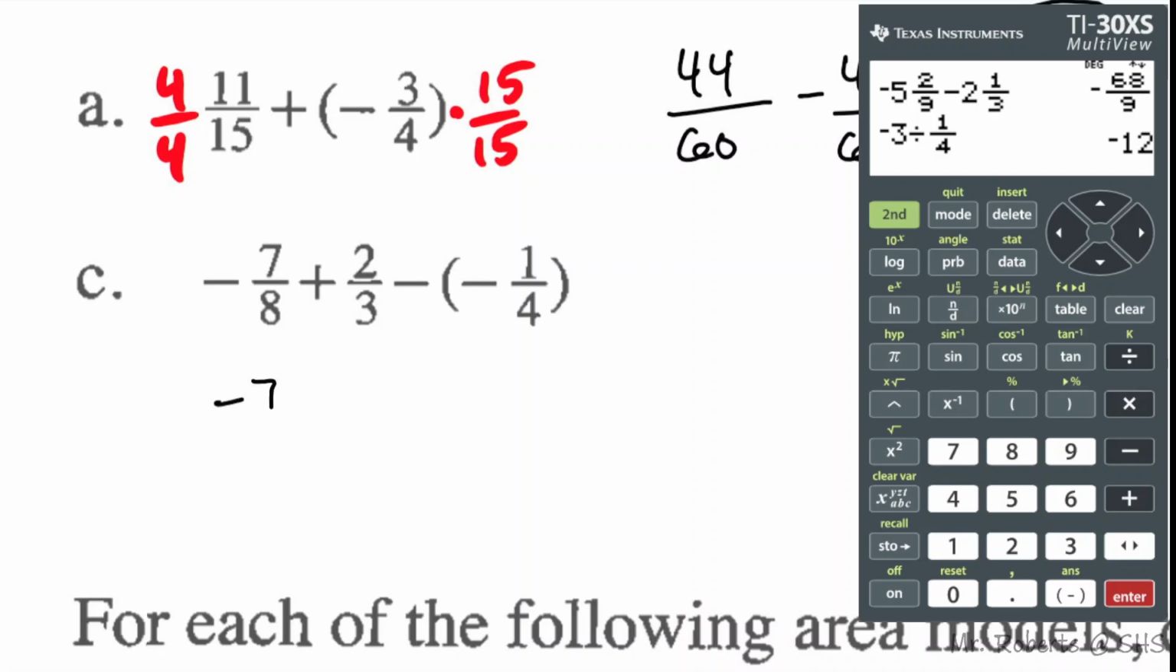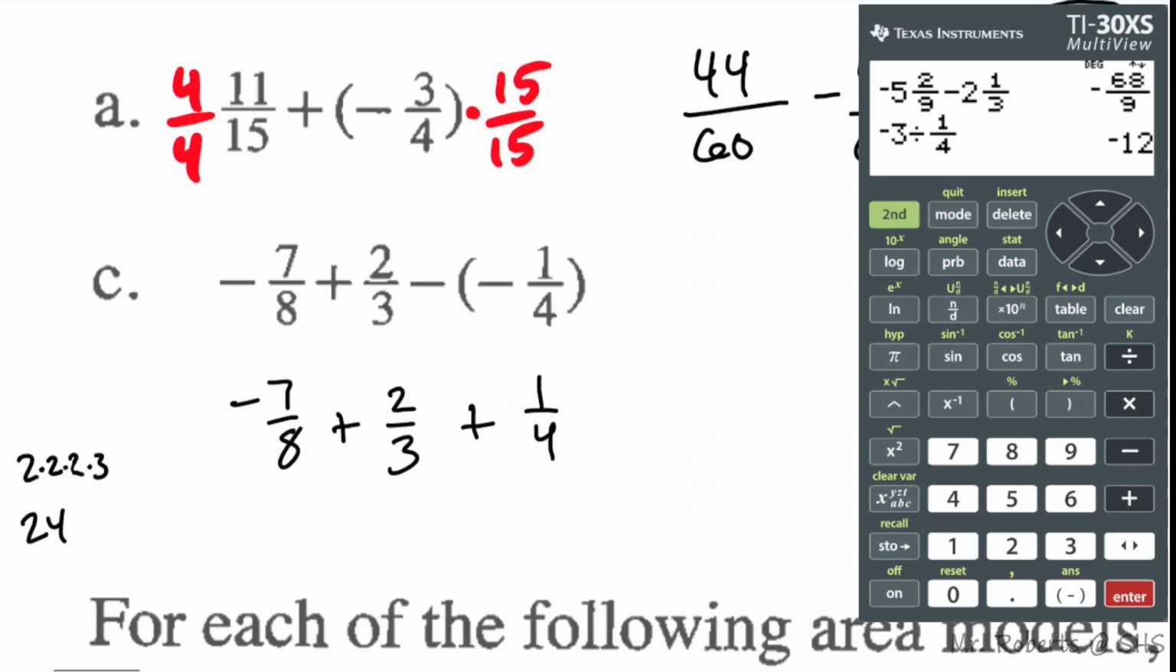So let's look at this here. Negative 7/8 plus 2/3, and literally this is plus 1/4. Okay, I'm gonna just do that. Now, what do I got? What's my common denominator here? This is 2, 2, 2. That's a 3, and that's 2, 2. 3 times 8 would do it, which is the number 24, right? My common denominator is 2, 2, 2, 3. Okay, I'm looking at that.